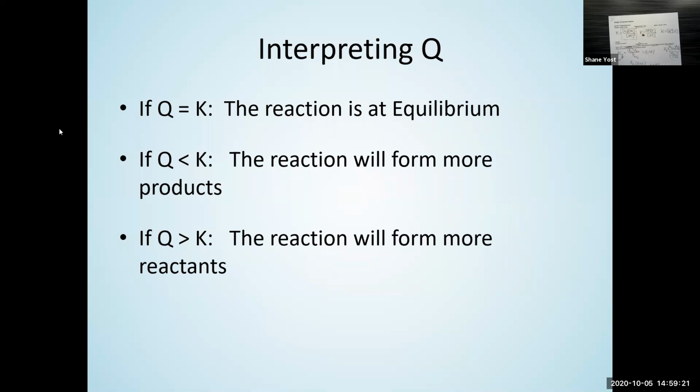And it will keep on making products until you reach a ratio of products to reactants that gives you the equilibrium constant value K, and then you're at equilibrium, and the concentrations of your reactants and products no longer change. Similarly, if Q is greater than K, I have too many products, my numerator is too big, so I'm going to use up some of those products to form reactants until eventually I reach equilibrium, in which case Q will equal K, and the net concentrations of reactants and products will stop changing, because I've then reached equilibrium.